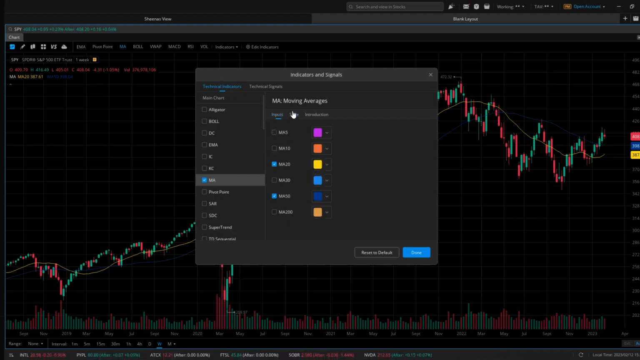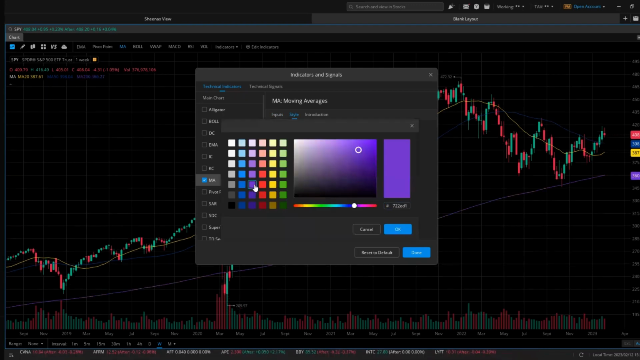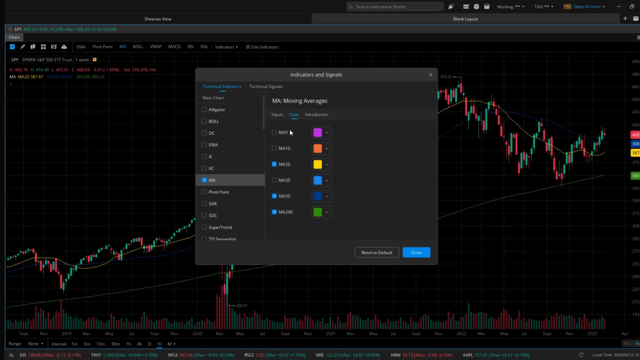Now when we go to style, we can check off the ones that we want to actually add to our chart. We have the 20 checked off, we have the 50 checked off, and I'm going to go ahead and check off the 200. I'm going to change this color to purple, though. Let's make it green so it's just easier to differentiate between all 3. Okay, so we now have 3 moving averages checked.